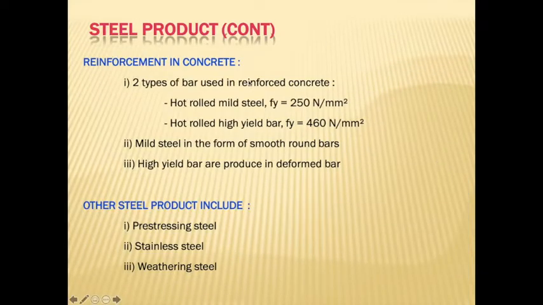So steel can also be used as a reinforcement in concrete. The two types of bars used in reinforced concrete are hot roll mild steel, with the yield strength of 250, and hot roll high yield steel, with the yield strength of 460 Newton per millimeter square. We also have mild steel in the form of smooth round bars, which is used for links, and high yield bars, which are produced as deformed bars.